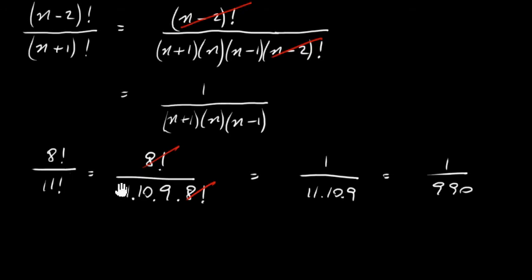Okay, so let's have a look at another one. Let's take 3n plus 1 factorial on the top, and let's just take 3n factorial on the bottom.